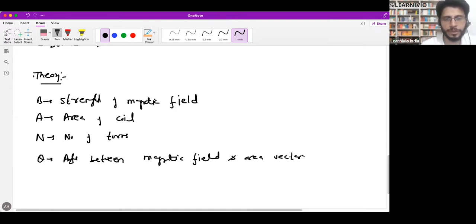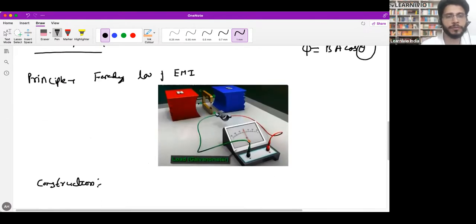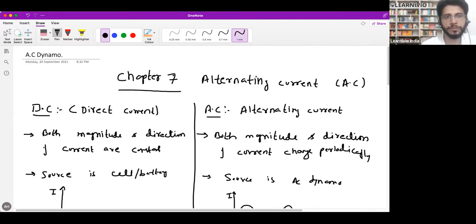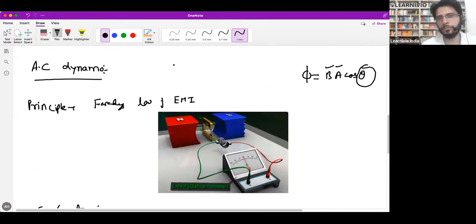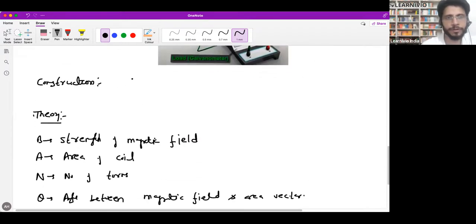Sania, we have just started this topic. We have just started chapter number 7. So the first topic in chapter number 7 is AC Dynamo. AC Dynamo, the AC generator, was also in the class 10 syllabus. We are discussing that one.